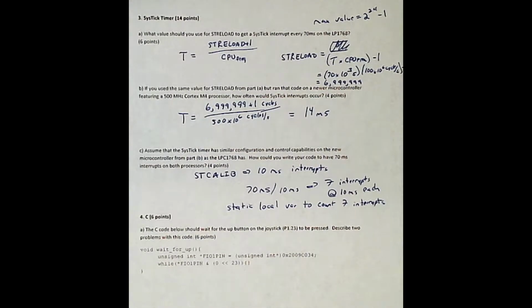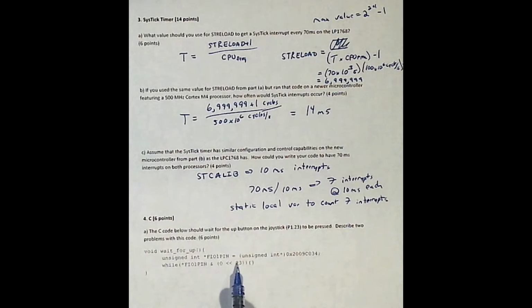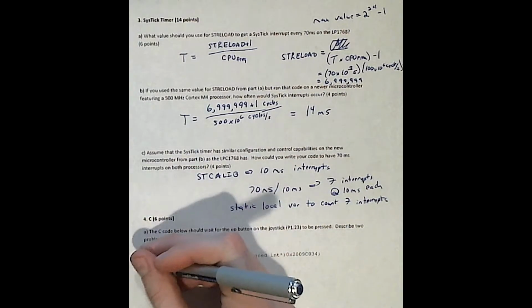Okay, on to problem number 4 here. So this is the C code below should wait for the up button on the joystick 1.23 to be pressed. Describe two problems with the code. So it's code that we saw in the labs, and we have this unsigned int FIO1 pin equals unsigned int 2009CO34. So the first problem that we have is that we should have a volatile here.